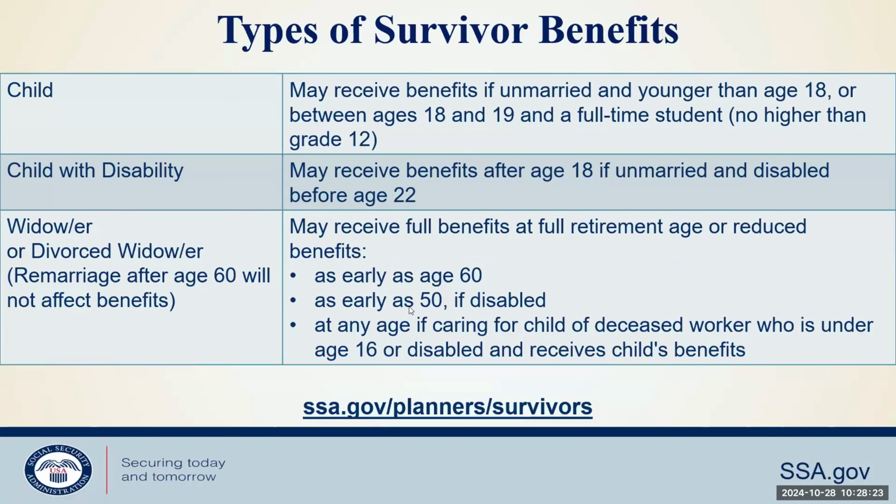If the surviving spouse is disabled, they can receive as young as age 50 on that record. And that child and care benefit also comes into place where the surviving spouse does not have to meet an age requirement. They can be any age as long as they're caring for the worker's child who is under the age of 16, or that child happens to be a disabled adult child.